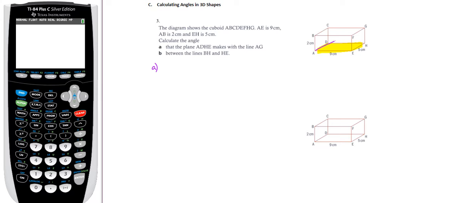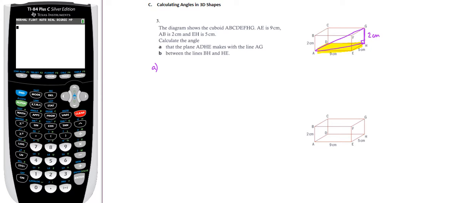So we're going to draw AG here. And we're going to create a triangle by coming back down to the plane and across. And that's a right angle triangle. So this is okay. We do know that GH is going to be the same as AB. So that'll be 2 centimeters. However, we don't know AH.